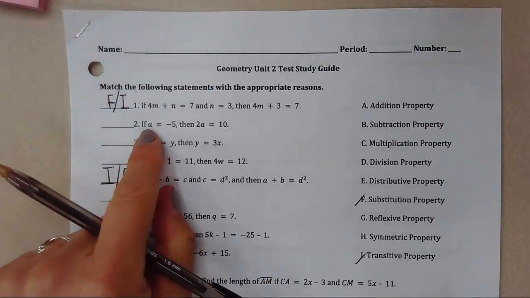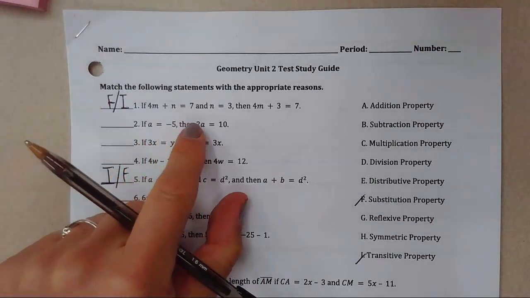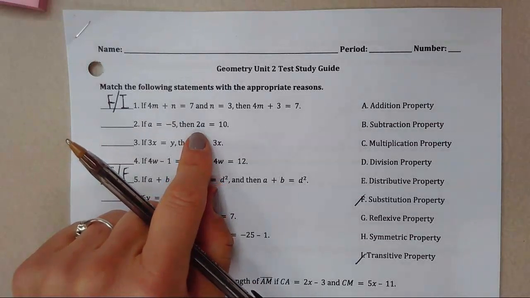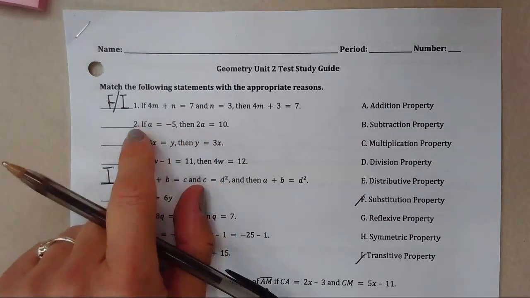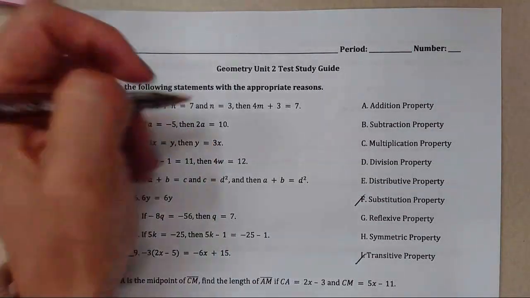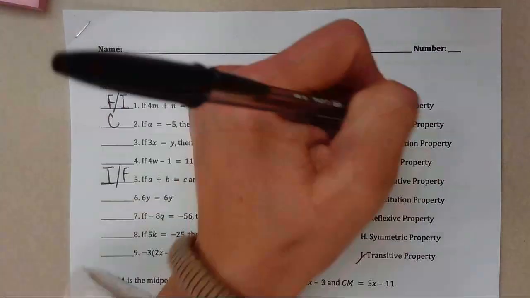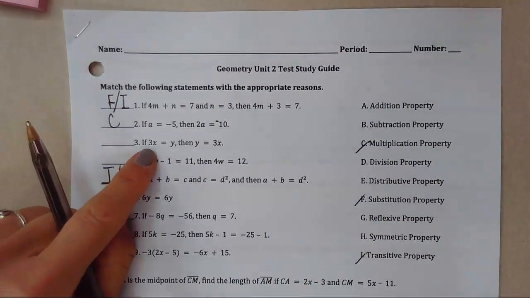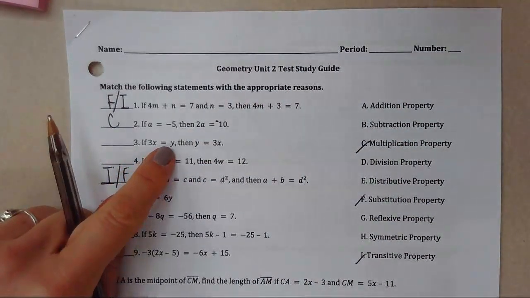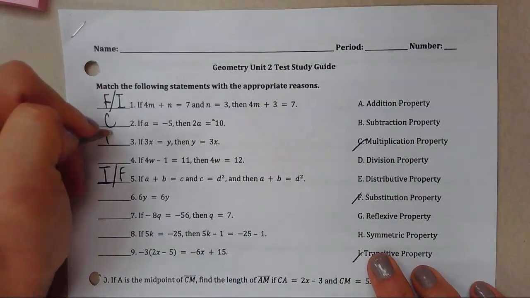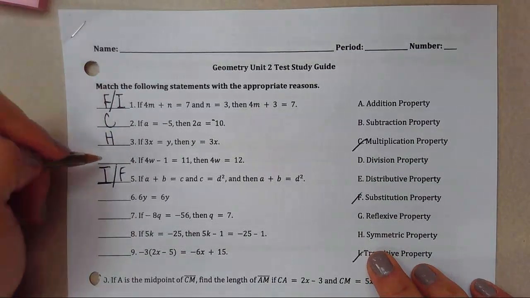Right here, we look from left to right. So A equals -5. And then we have 2A equals 10. Well, what we did here is we went ahead and multiplied it, right? This is technically -10, but we multiplied both sides by 2. So multiplication property. Here we have 3x equals y, and then y equals 3x. It flip-flopped. So that's our symmetric property, H.